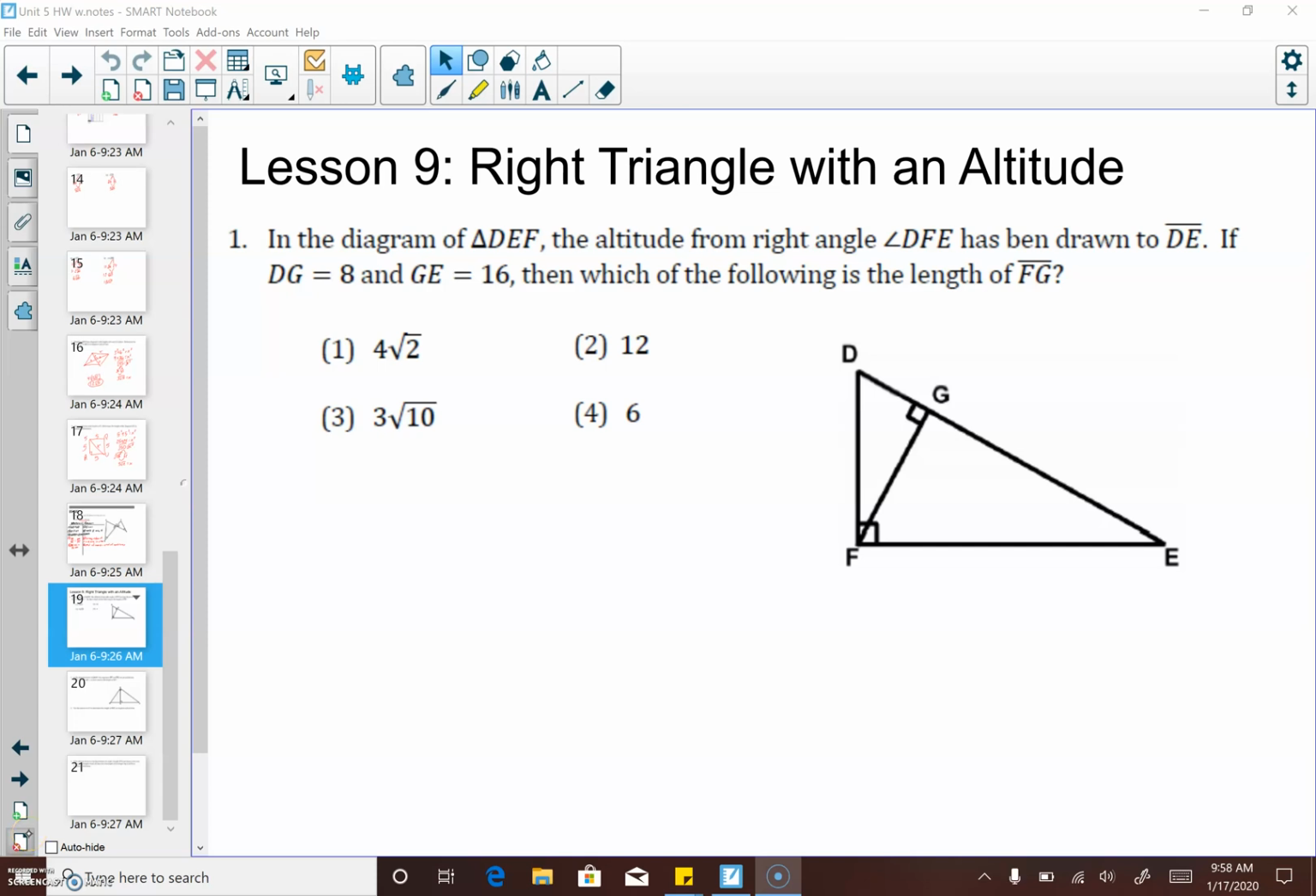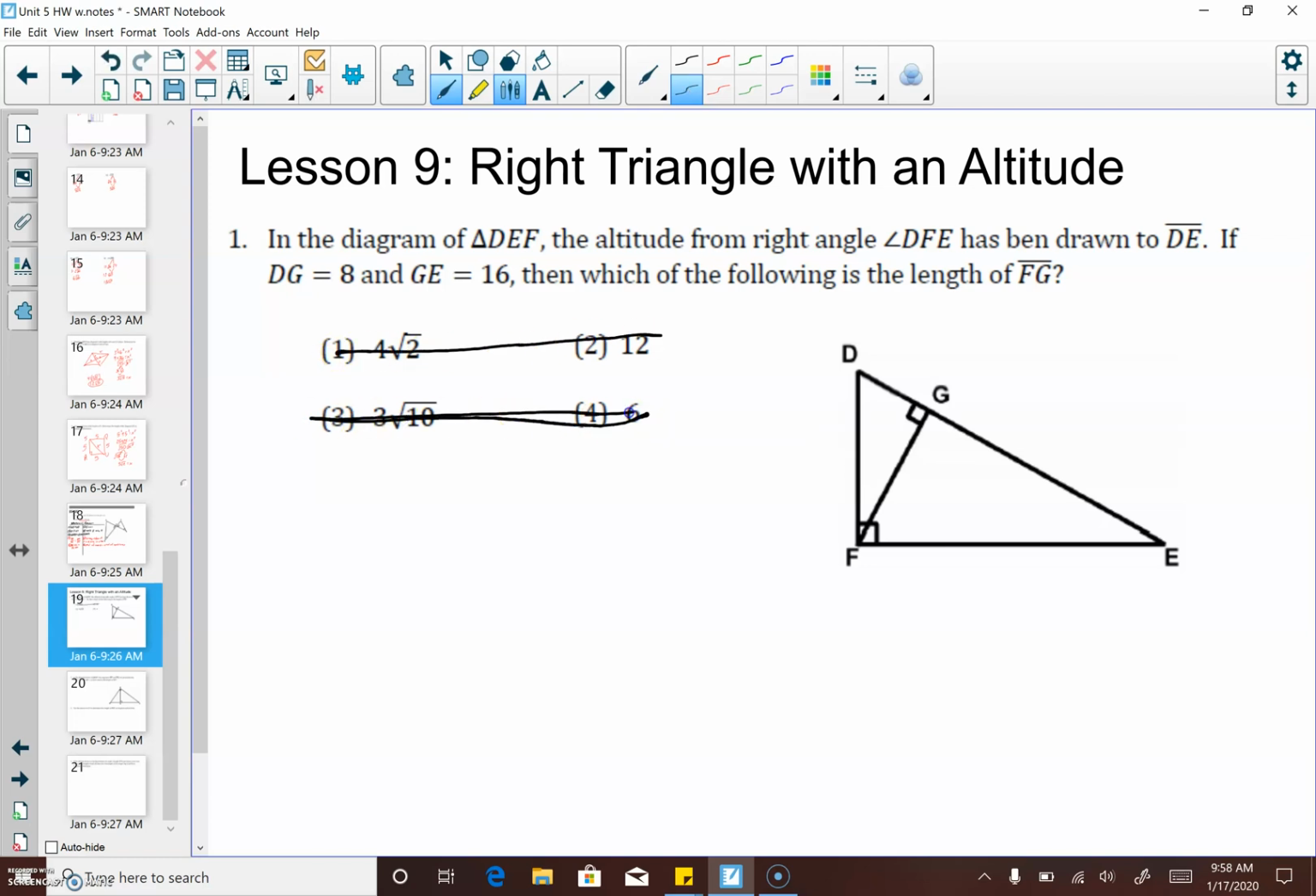So in lesson 9, we're going to do our right triangle proportions with the altitude and work on redrawing our pictures to set up our three similar triangles. The first thing I'm going to say about this one is that none of these answer choices are actually correct. So we're just going to pretend that this is not a multiple choice question.